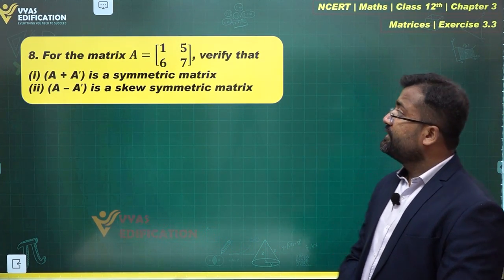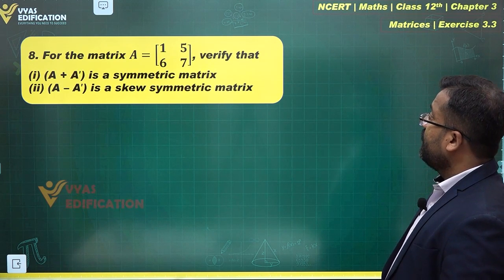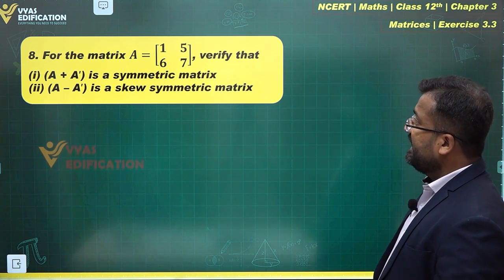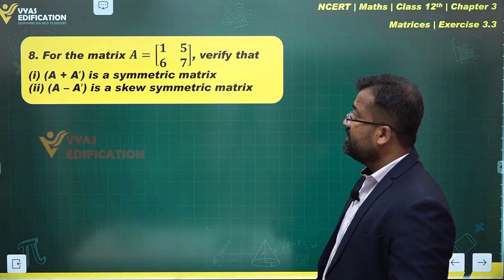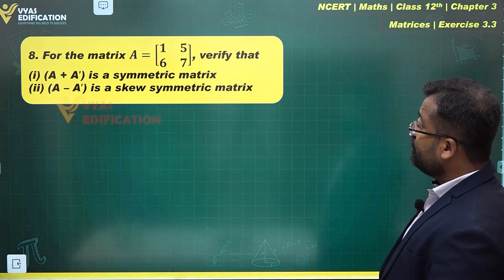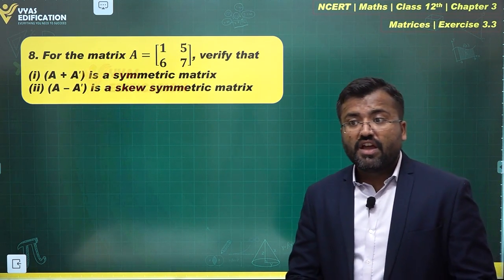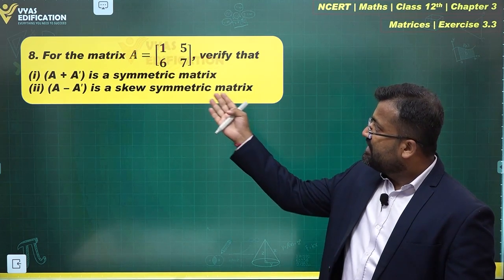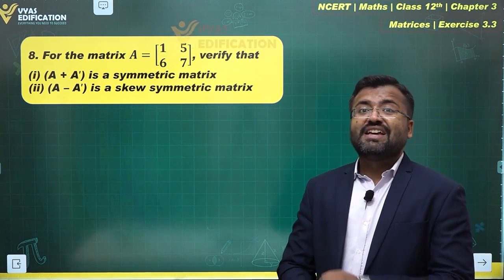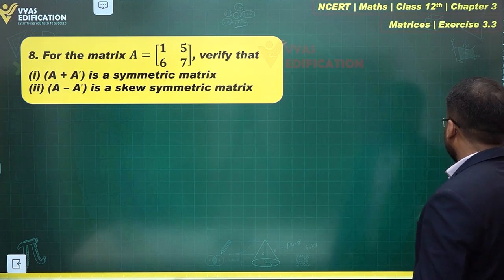Let's discuss this question next. For the matrix A equals 1, 5, 6, 7, verify that A plus A prime is a symmetric matrix and A minus A prime is a skew symmetric matrix. Pretty interesting. We have to verify that for this square matrix, A plus A prime is symmetric and A minus A prime is skew symmetric.